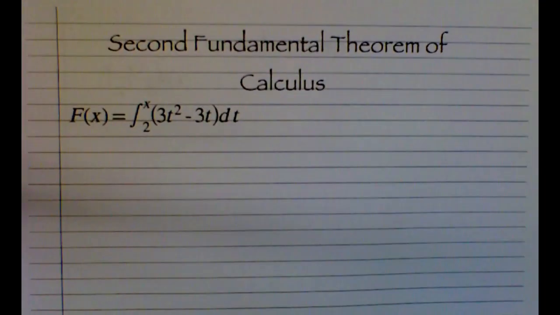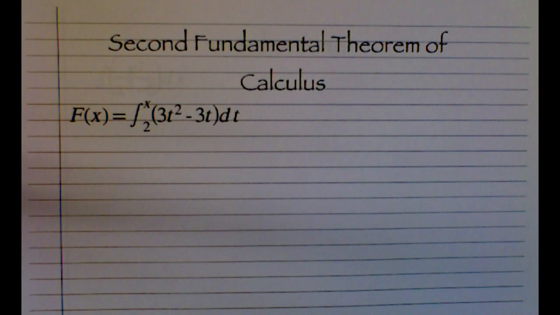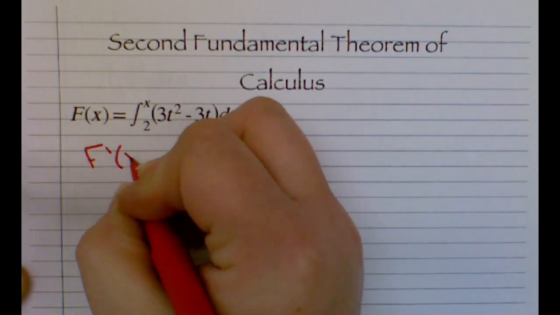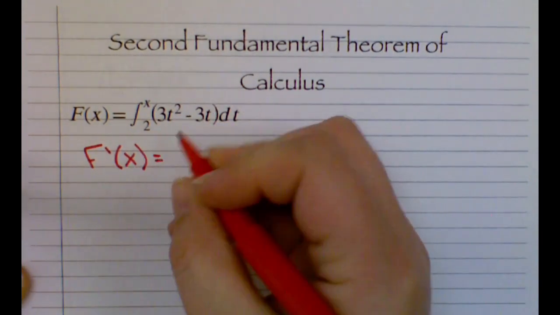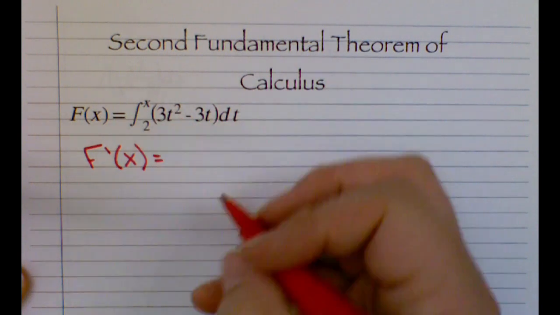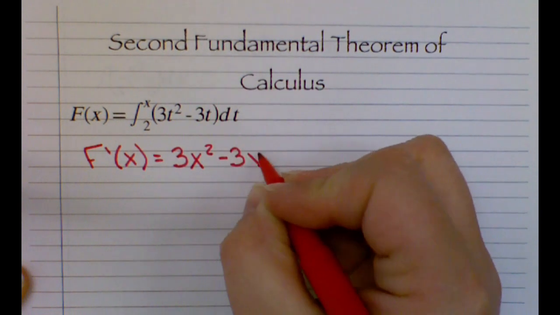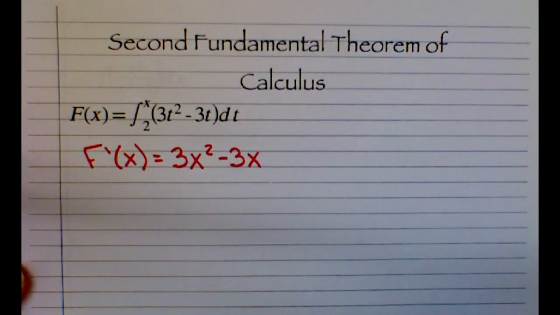Then we had the second fundamental theorem of calculus. The second fundamental theorem of calculus gives us a function. F of x is the integral from 2 to x of 3t squared minus 3t dt. The second fundamental theorem of calculus tells us that the derivative of this function is just plug in that upper bound in place of t. So 3x squared minus 3x is the derivative, and that's what the second fundamental theorem of calculus says.